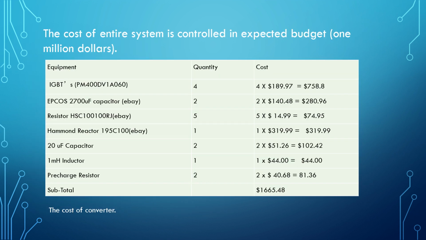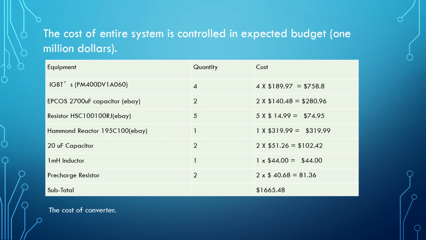Next, the last portion is the cost analysis. The cost report is right there. The cost of the entire system is controlled within the expected budget, which is $1 million.